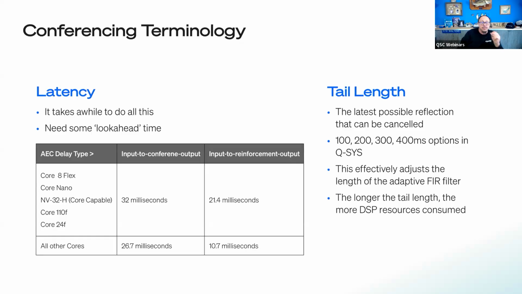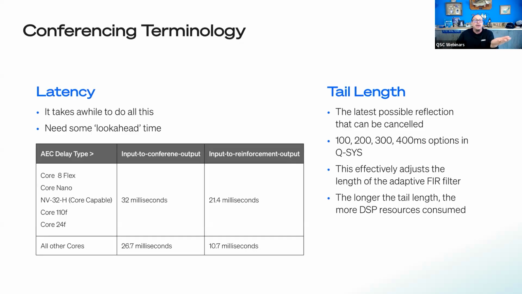Tail length. This is another thing to understand. This is a huge differentiator in the Q-SYS platform. Tail length is how long an AEC algorithm listens to the room before it does its subtractive process. 200 milliseconds is kind of the industry standard, but in Q-SYS we have a software-based AEC, so we can set that at 100 milliseconds.